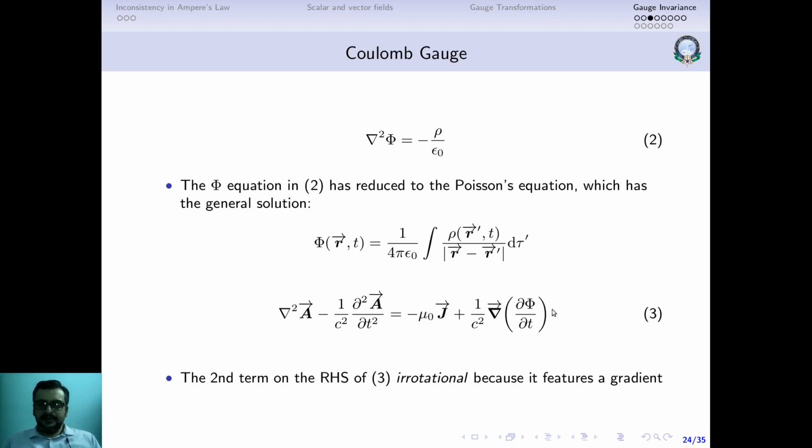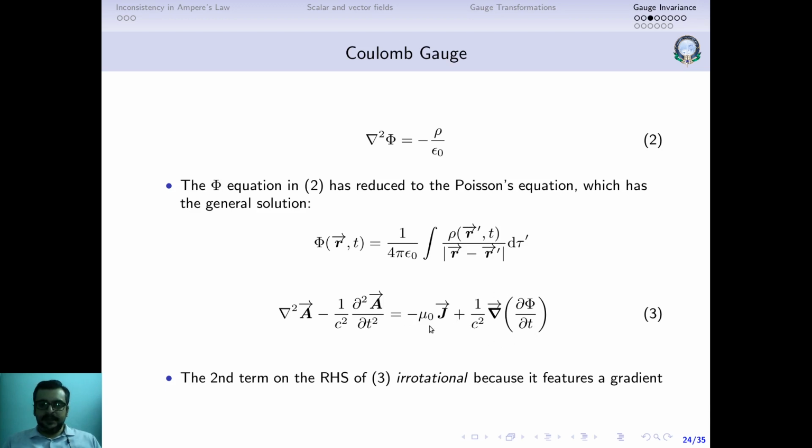That vector field should have a 0 curl, because it is only when the curl of a vector field is 0 that we can write it as a gradient of a scalar field. So since we have a gradient here, this quantity can be written as a vector field that has 0 curl, and if a vector field has 0 curl, then we call it an irrotational vector field. This means the last term on the right hand side of equation number 3 contains an irrotational quantity.